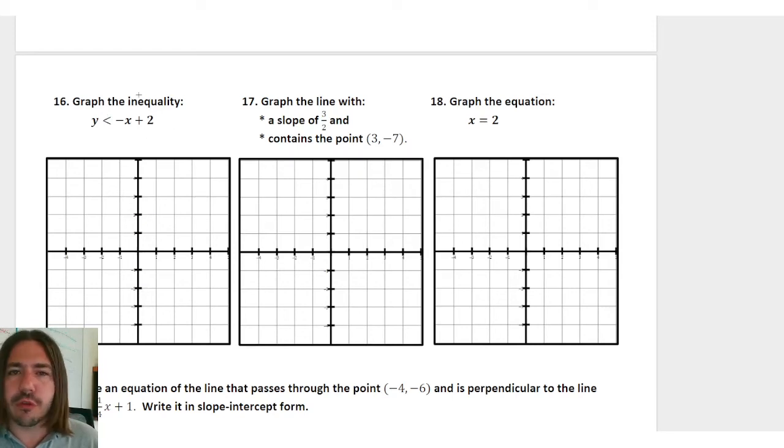The rest of it we sort of graph the same way that we've been doing, which is to start with the y-intercept and then use the slope. So we'll go ahead and do that. We're going to have a point at 0, 2. That's the y-intercept here, and I'm going to do that with an open circle. And then the slope is -1, so I go down 1 over 1. I'll do another open circle there.